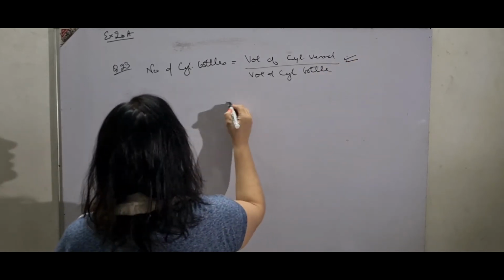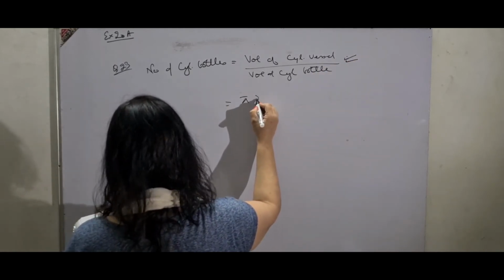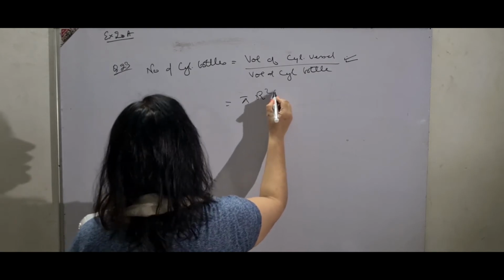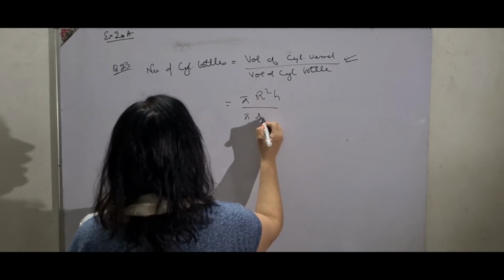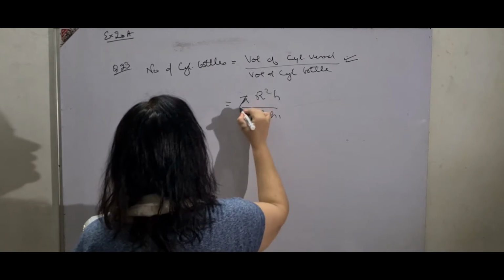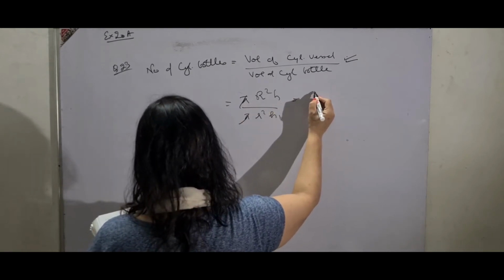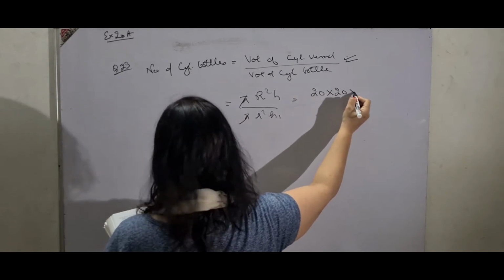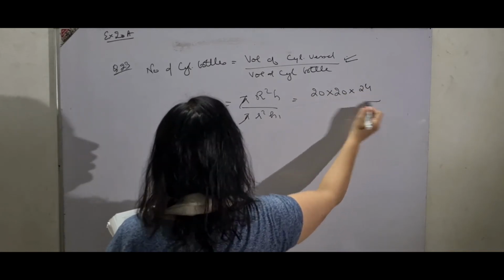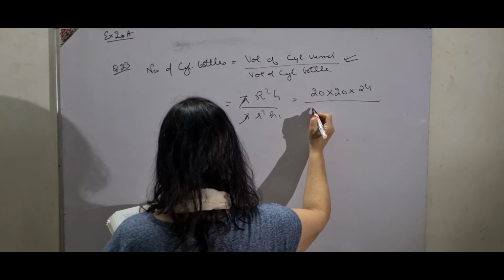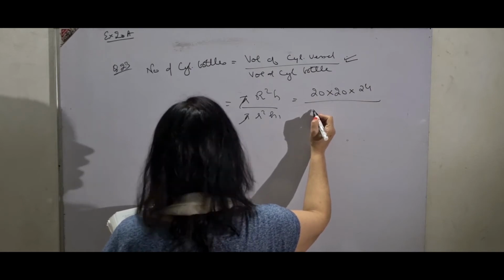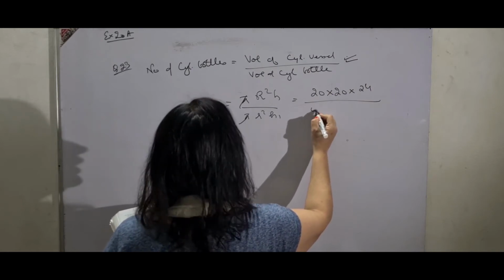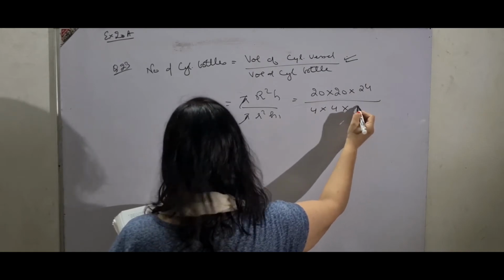Then it's very simple. Pi r square h over pi r square h1. Pi cancels. R is given, because diameter is 40, so 20 into h is 24 upon height. Again for the cylindrical bottle the height is 10 and diameter 8, so 4 into 4 into 10.